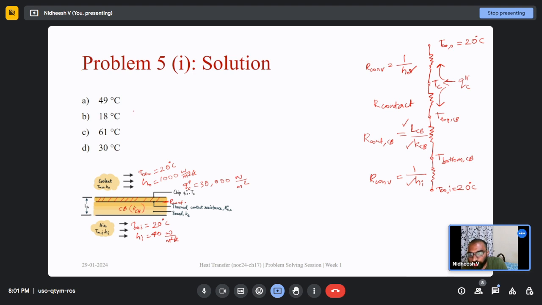Okay, let me write it like this. Just tell me, can I write like this? Whatever heat flux is generated in the chip is being dissipated through Tc minus T infinity O divided by 1 by H naught, plus the rest of the heat is being dissipated through the bottom side, Tc minus T infinity I divided by a combination of these three resistances, since they are in series.